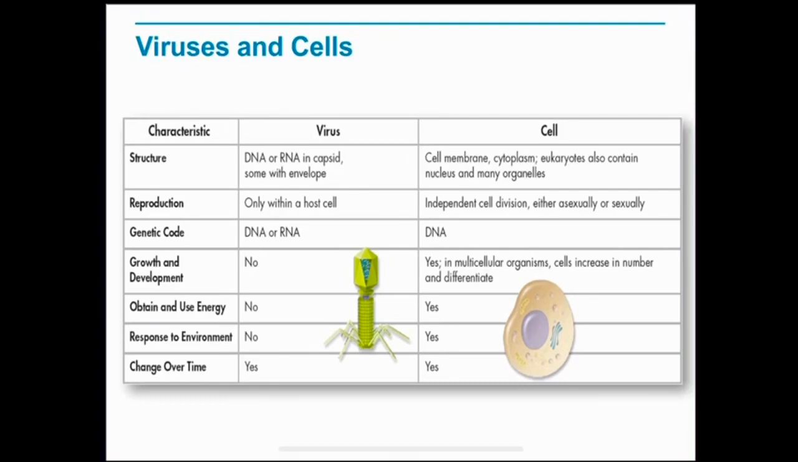For the genetic code, viruses have either DNA or RNA, and cells only contain DNA. There is no growth and development for viruses, but cells do grow and develop in multicellular organisms, for example. Cells increase in number and differentiate. Viruses do not obtain and use energy, but cells do. Viruses also do not respond to the environment while cells do. Viruses and cells will change over time.